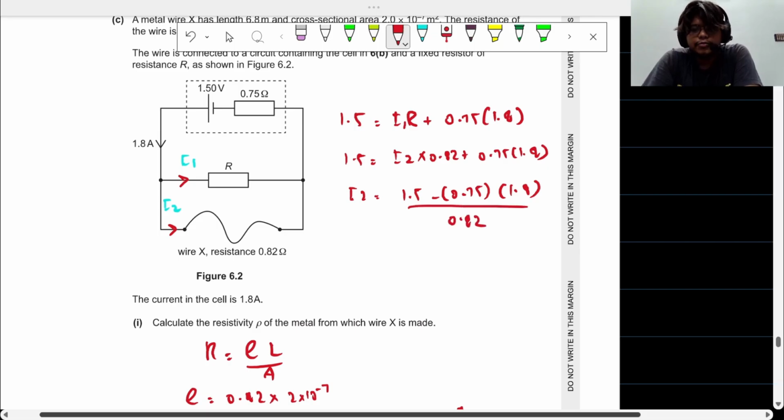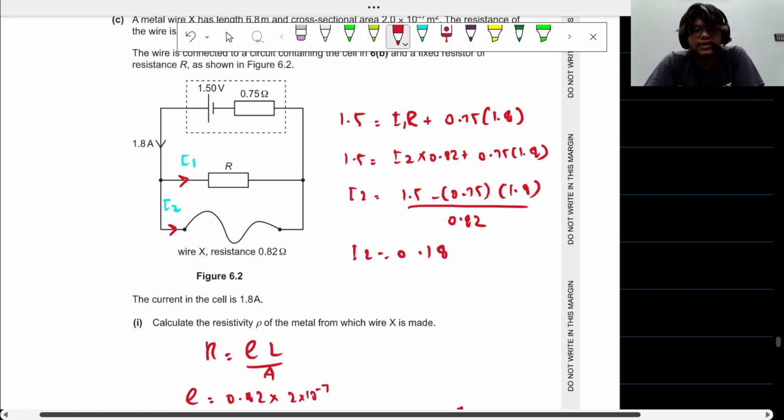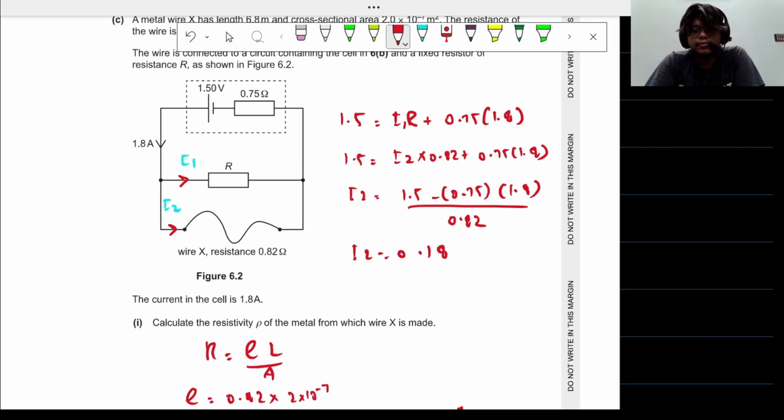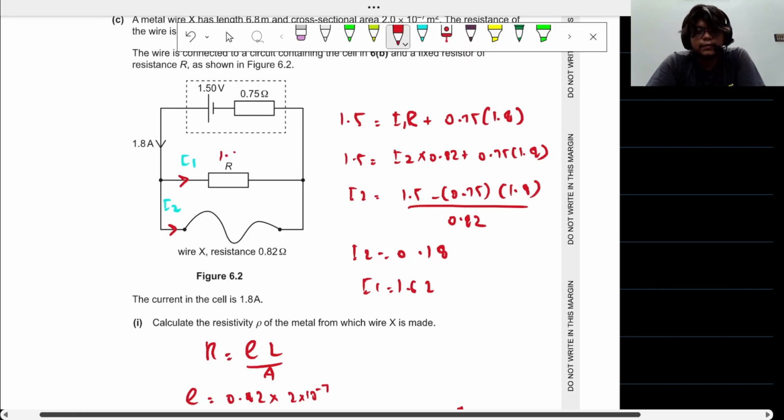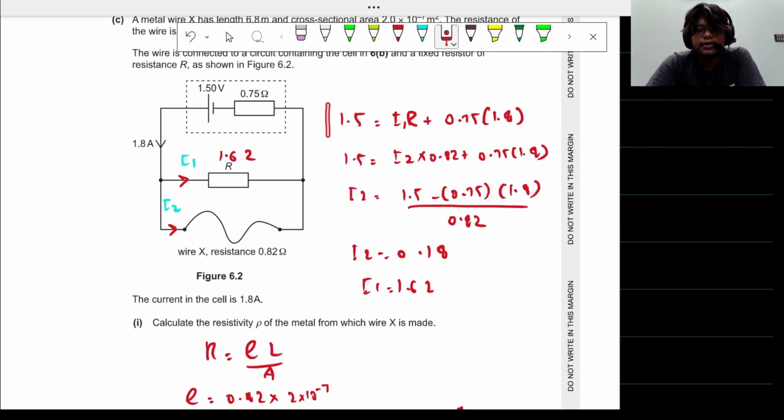So this is coming to be 1.8 in the numerator, and this I2 here is 0.18, right? So we can easily find I1: 1.8 minus 0.18. This is coming to be 1.62. Now we know the current here. This is 1.62, right? So now we will use this equation to find R.